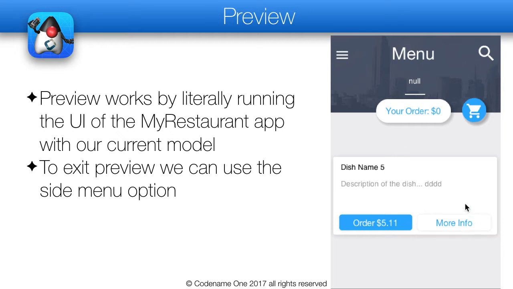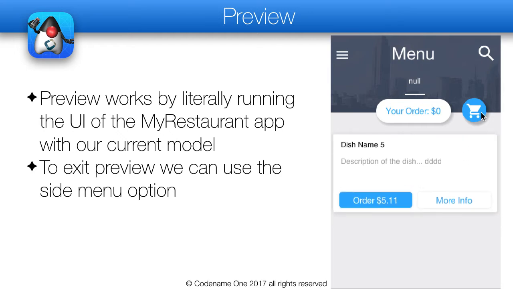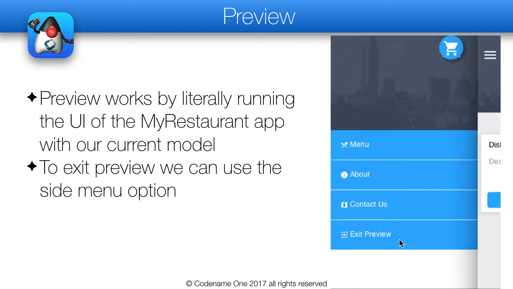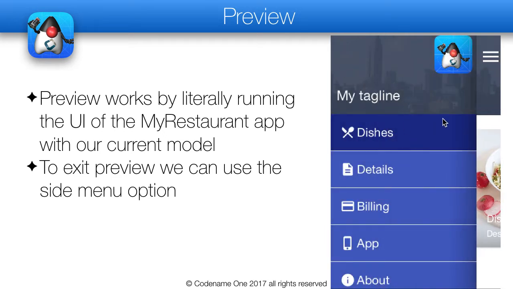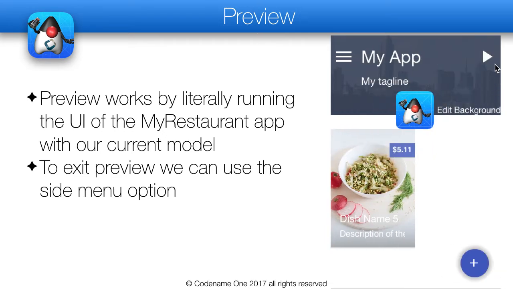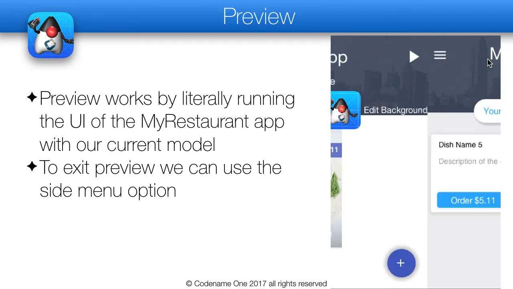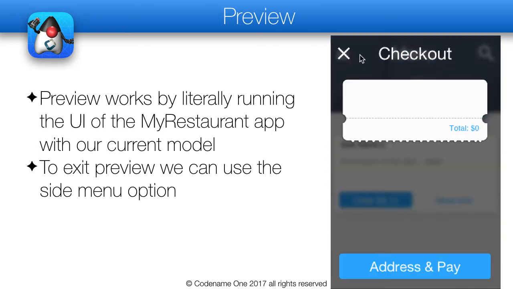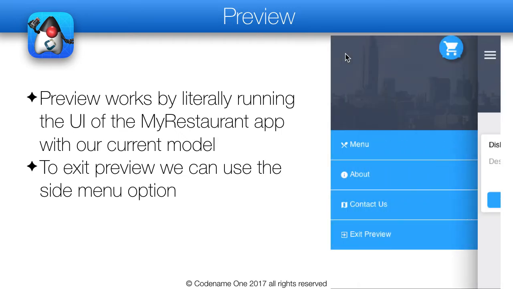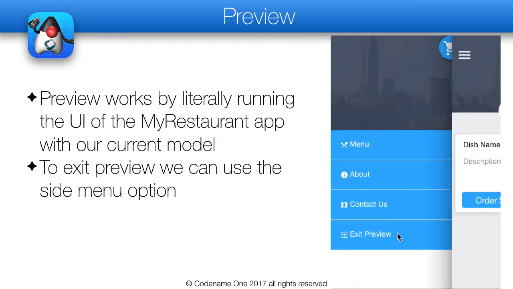We can preview the app by pressing the play button, and the trick is that we literally run the restaurant app in place. We only modified it slightly by adding an exit button to the side menu. I copied the source of the restaurant app instead of making it more generic. It's a lazy solution, but I am lazy and proud of it.